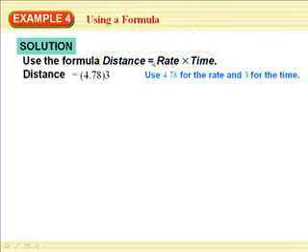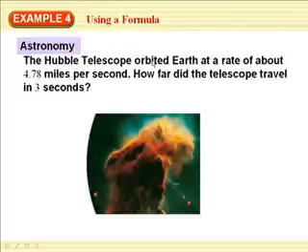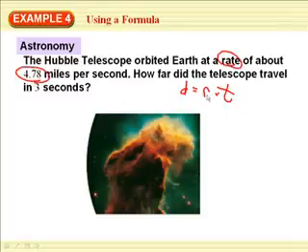So, wait, let's go back. They've given us the formula. Let's do it in this page. Distance equals rate times time. So let's see what they give us. You have a rate of about 4.78 miles per second. So that one's 4.78. And you're going to travel 3 seconds, so times 3.